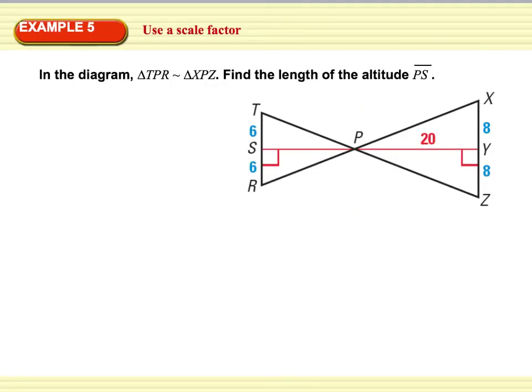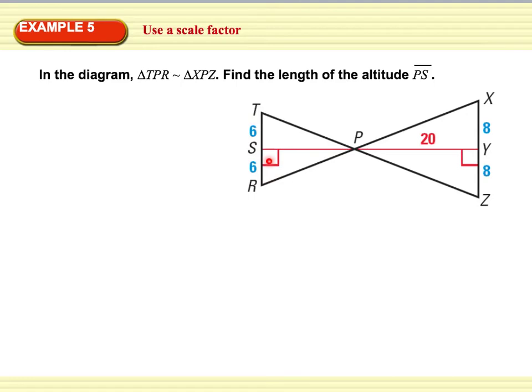And here we have an example where we have an altitude. If you remember, from the vertex perpendicular is an altitude. It's also here a median because it goes from the vertex and cuts it in half. And it's also a perpendicular bisector because it's perpendicular and it bisects. Those are those definitions that we had fun with in Chapter 5. So, in the diagram, we know that TPR is similar to XPZ. Find the length of the altitude PS.